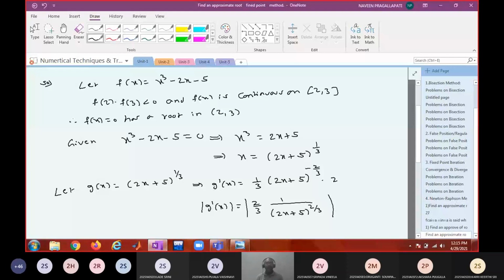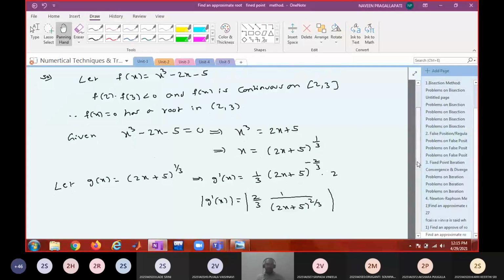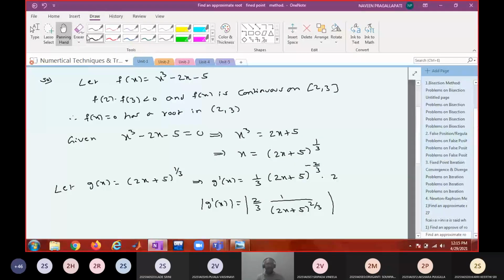Now you substitute some values of x in between 2 and 3 and simplify using your calculator. See if you are getting that value less than 1 or not. We can do that analytically also. Any number greater than 2, 2 2s are 4, 4 plus 5 is 9. 9 power 1 by 3 will be greater than 1. Do you agree? Denominator will be greater than 1, so this fraction will be less than 1. Do you agree?